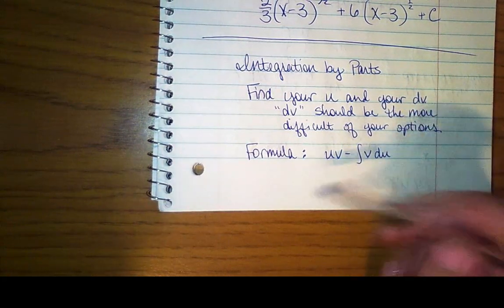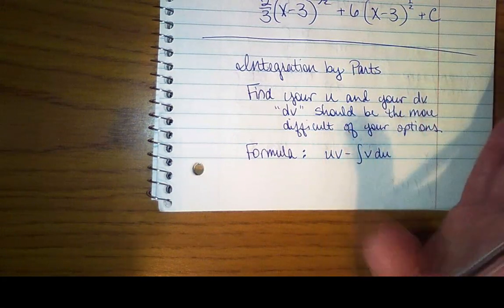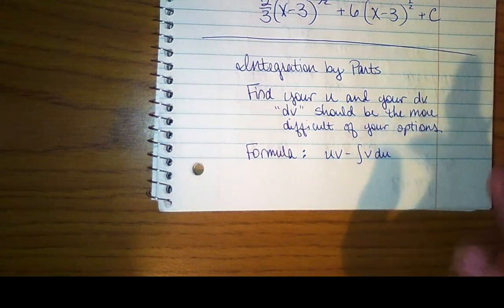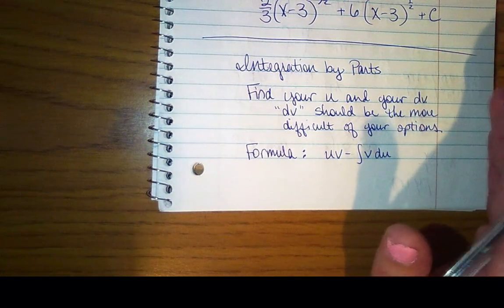Power rule, where you increase your exponent by 1, divide by a new exponent. E's, natural logs, that kind of stuff. Basically, you end up in a corner and you can't figure out your way out.